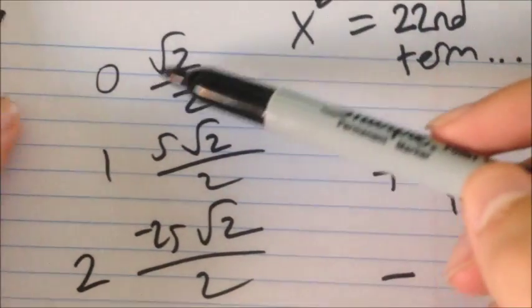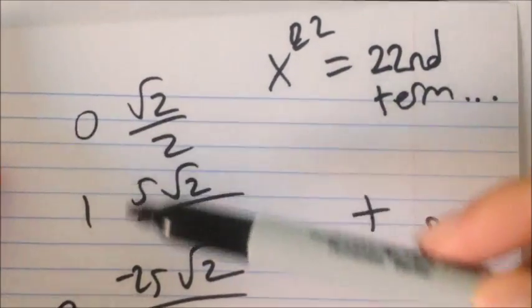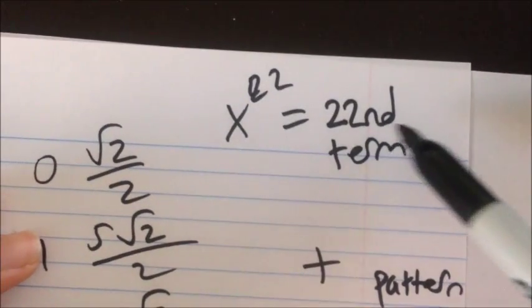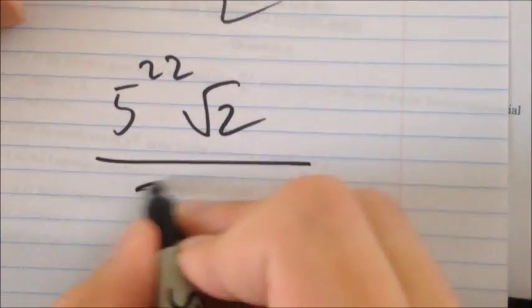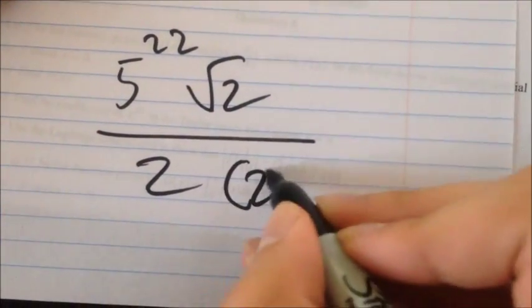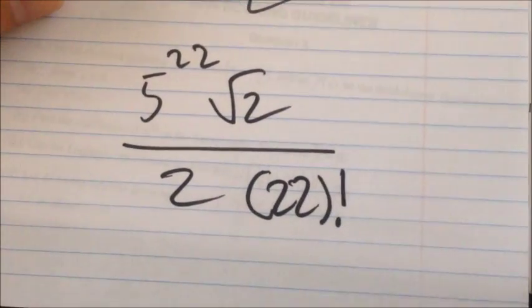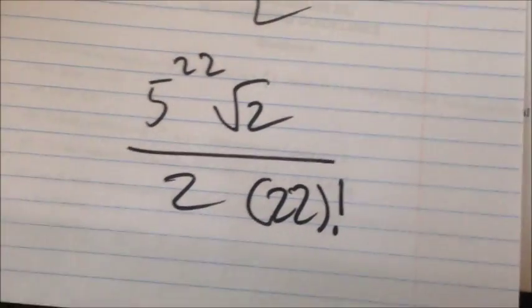These follow a pattern. You go by 5 to the nth power. So if you think of x to the 22nd as the 22nd term, it would be 5 to the 22nd power times square root of 2 over 2, because that's always constant in these problems. Remember the 22 factorial. You may forget that.